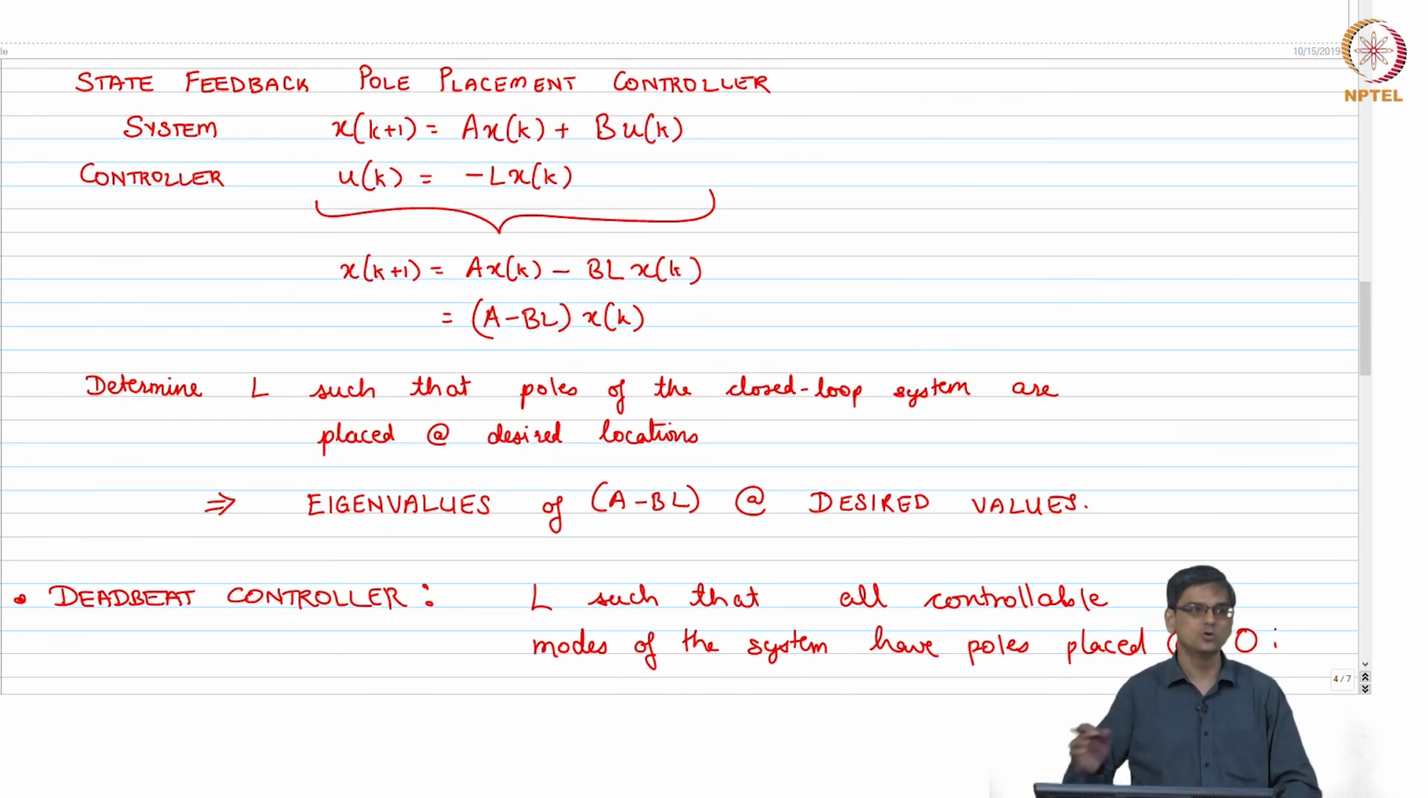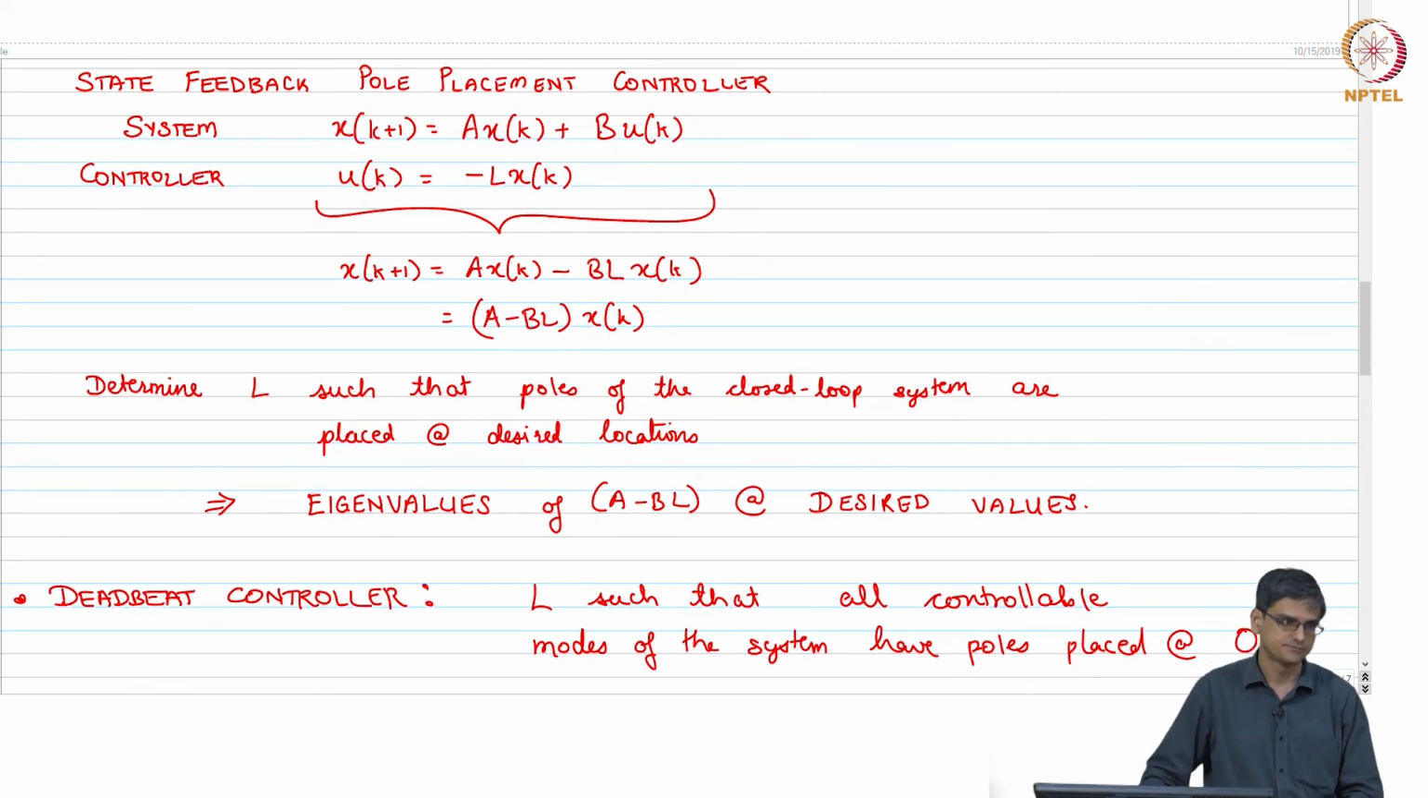You cannot do anything about eigenvalues of A minus B L if those particular directions are uncontrollable. If everything is controllable, you can place all the poles the way you want.